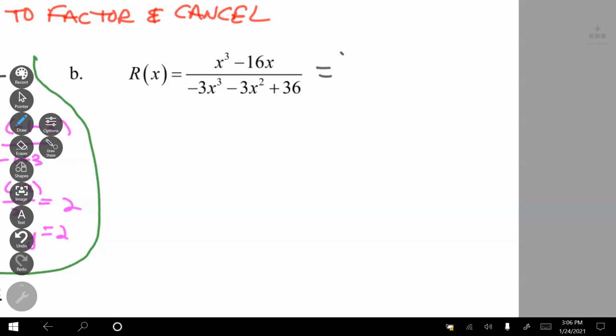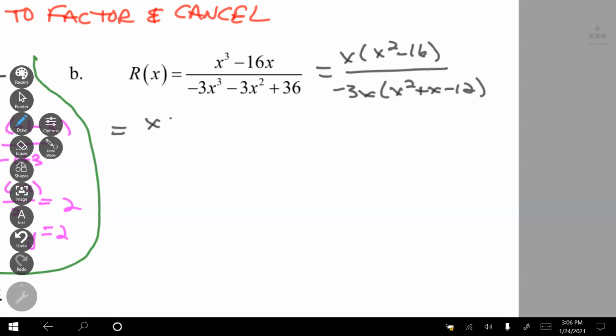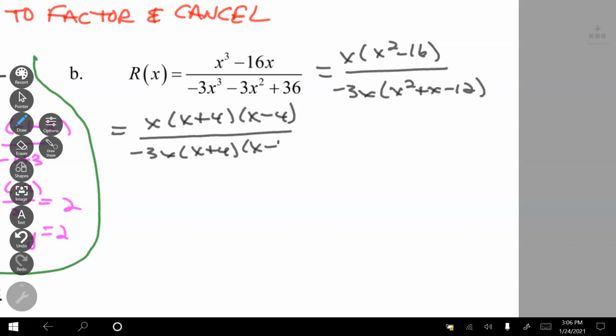We get, take an x out here, I get x squared minus 16. I'm going to take a negative 3x out of here. I get x squared plus x minus 12 on the bottom. I'm going to factor some more. I get x plus 4, x minus 4 on top. And on the bottom, I still have my negative 3x, but I get an x plus 4, x minus 3 in the denominator. Except now I can see a few things cancel out.